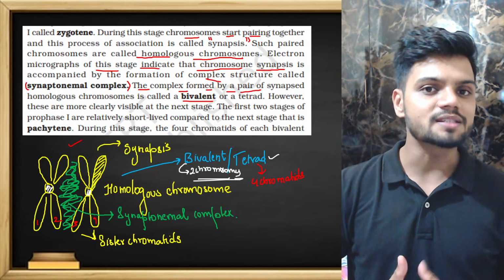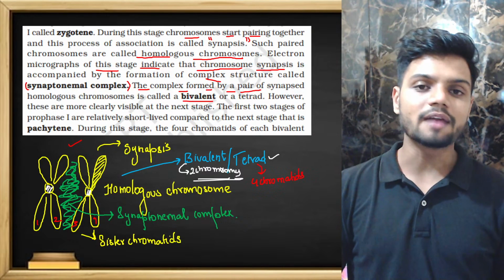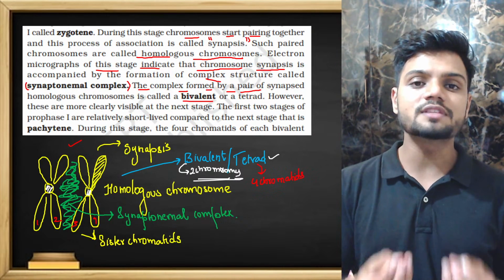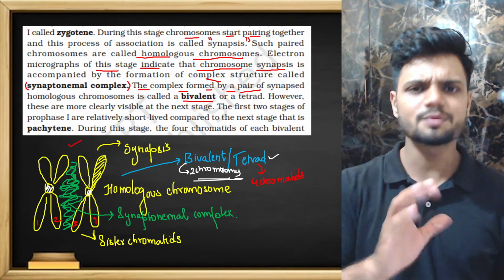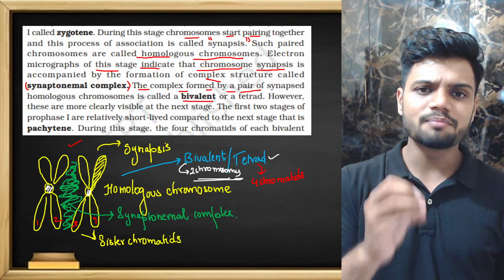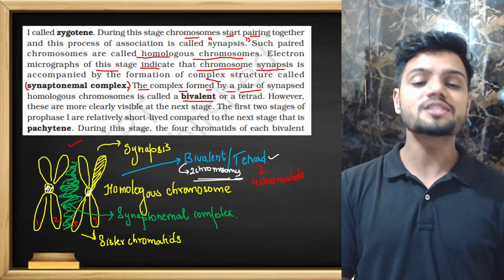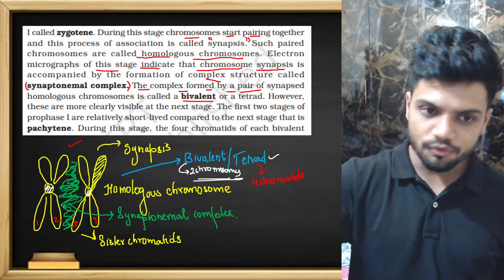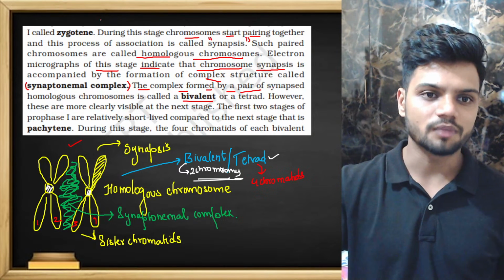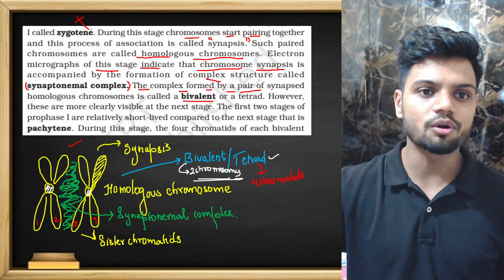Tetrad or bivalent stage. Tetrad or bivalent stage is clearly visible in which stage of prophase 1? The question is very simple. Tetrad and bivalent, which stage is it completely clearly visible? Now, if you write zygotene, your answer is wrong. Why?